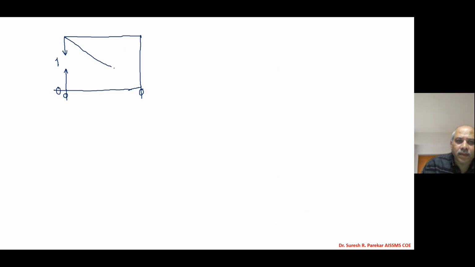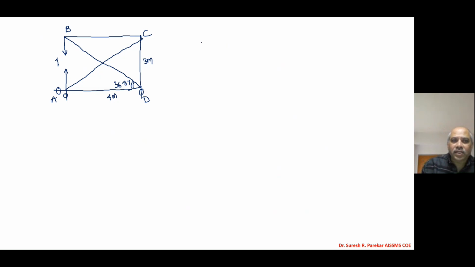Then we have this as one member, second member, A, B, then we have C and D. So this is 3 meters, 4 meters. So we will get this angle as 36.87.